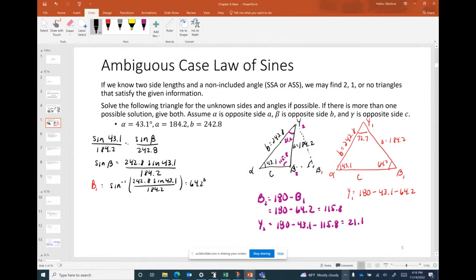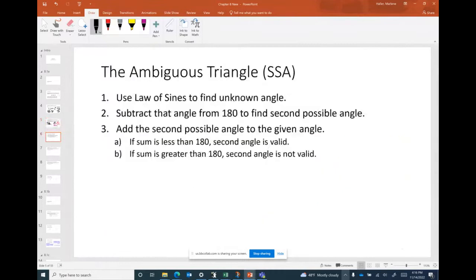Now, what if you're not real good at drawing triangles to scale? No worries there. You don't have to. There's a little rule that you can follow. To find out if some conditions result in an ambiguous triangle, first just use the law of sines to find the unknown angle. Once you find it, subtract it from 180. This will be a second possible angle. So you'll assume that two triangles are possible.